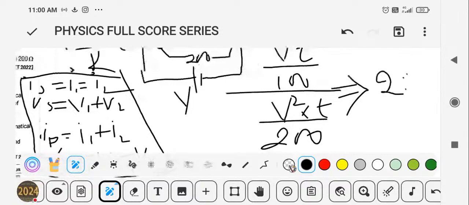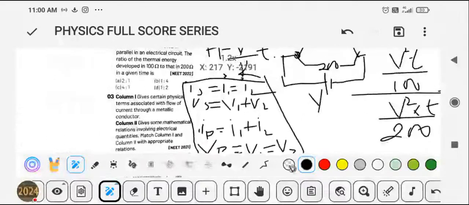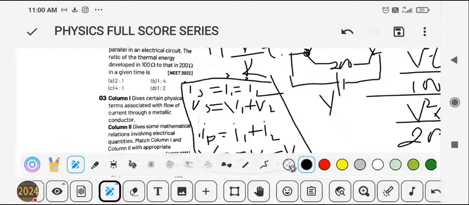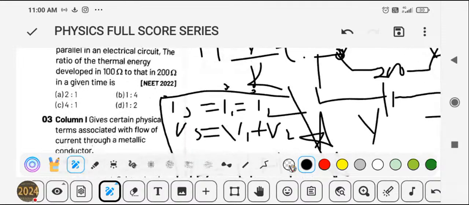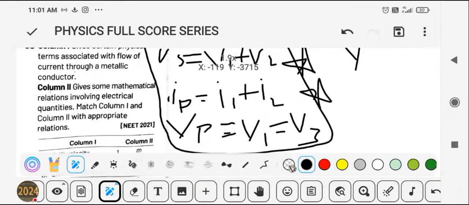Right. This is what this denotes, and this will help in the entire solving of circuit diagrams. So the answer for this is option A. Yes, moving on to the next question.